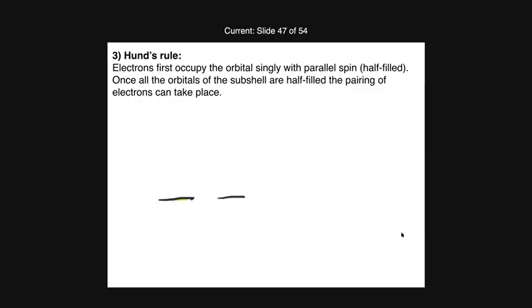So 2p has 3 orbitals. Let's say you have 4 electrons. What you are going to do with these 4 electrons is fill the orbitals singly with the same parallel spin first, which means you are going to fill this with spin up 1, 2, 3. You're not going to pair them yet. You're going to fill them singly first in each orbital with the same parallel spin.